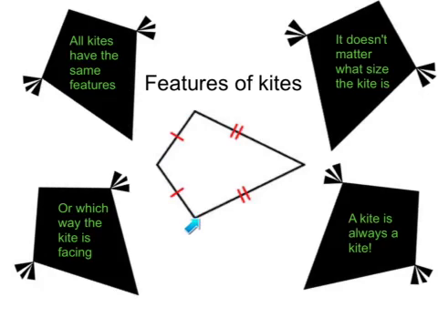Two of the corners are the same, but these two corners are different. One's a big corner and one's a little corner. It doesn't matter what size the kite is or which way the kite is facing. A kite is always a kite.